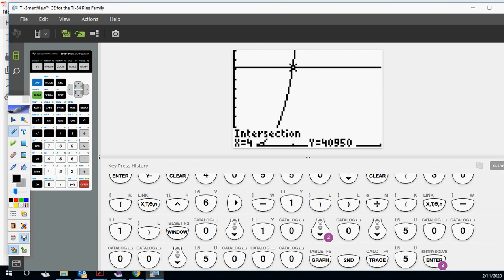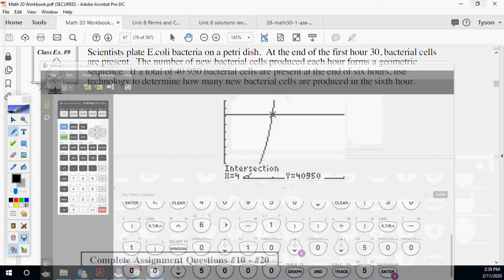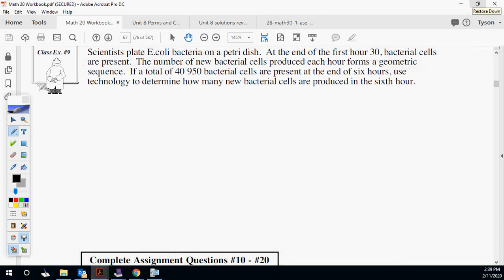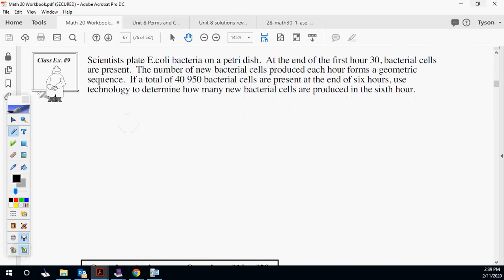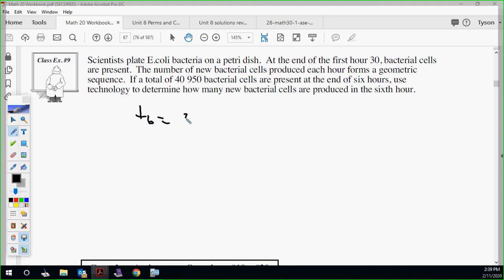Okay, if you didn't quite get the calculator part, I can help you with that in a second. For the sake of just finishing, I'm just going to figure out what my T sub 6 is now. So we know R is 4. To finish the problem, we want to figure out what T of 6 is. So T of 6 is 30 times 4 to the 5th, which gives you 30,720 cells were produced in the 6th hour. Okay? All right, so that's all for that one.